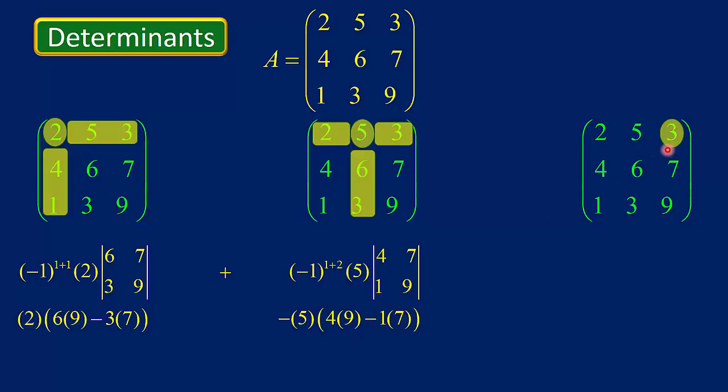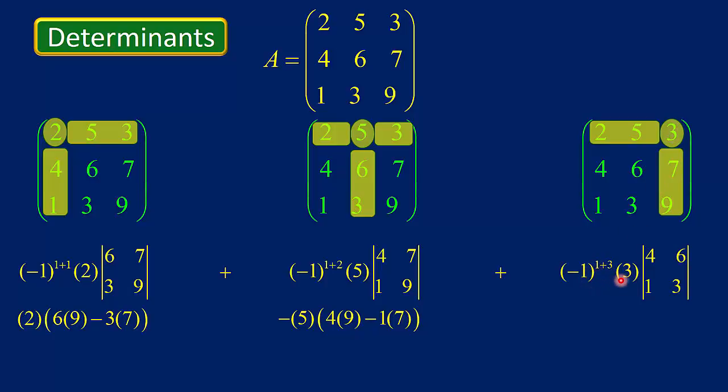Okay. Now our next pivot is 3. Notice we're just going right across the top here. I'm going to take out everything in the row and the column where that 3 is. And now notice this is row 1, column 3. So it's going to be negative 1 to the 1 plus 3 power. See that?